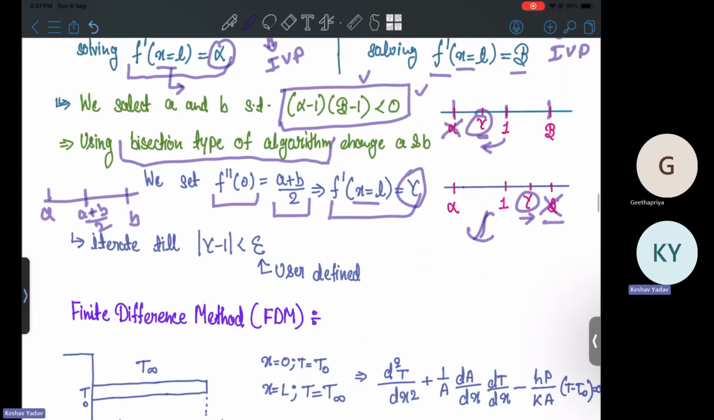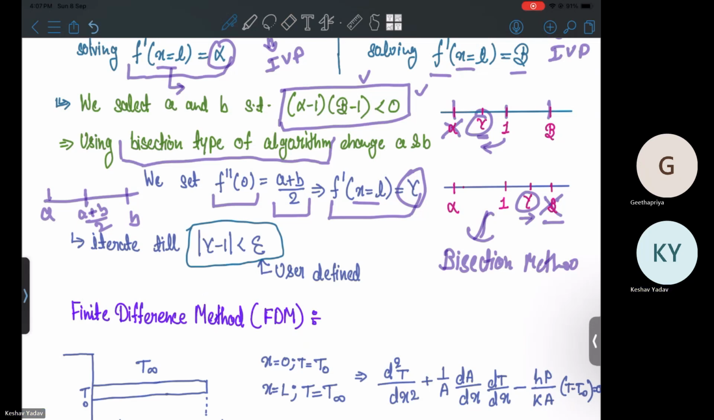Just like we did in the bisection method. Then again, my new (a plus b) by 2 will be whatever will come, then (a plus b) by 4 I will take, like that. Slowly I will move till my solution converges. So this is my converging criteria. Clear? So this is the shooting method.